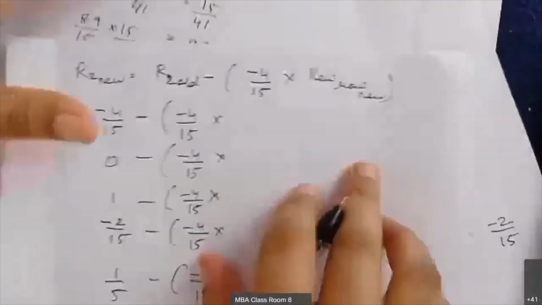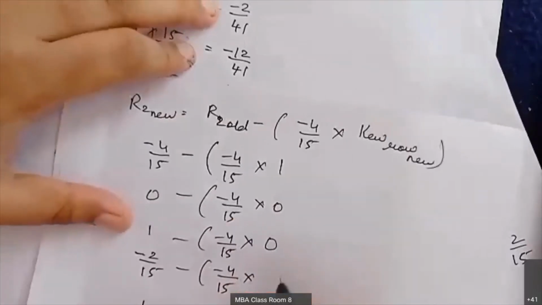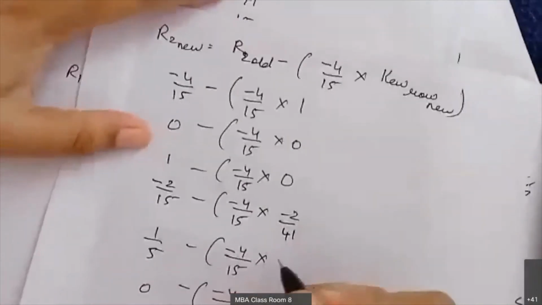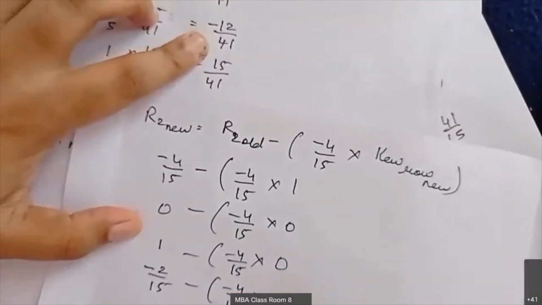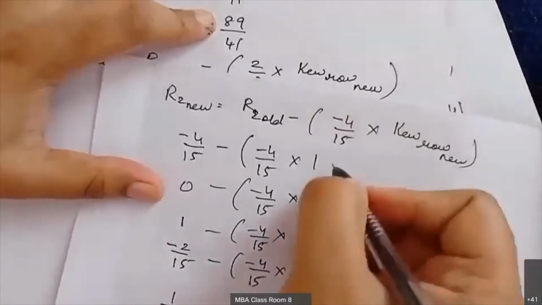Now key row elements. Can you see? This is the key row. New key row elements from here. It is 1, 0, 0, 1, 0, 0, minus 2 by 41. Then minus 12 by 41. Then 15 by 41. And 89 divided by 41.